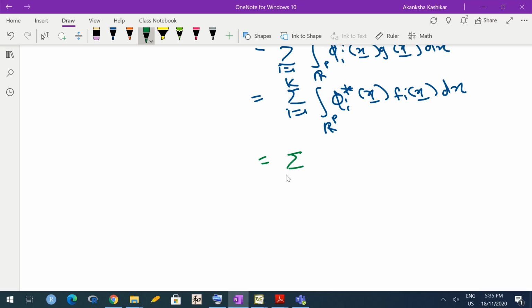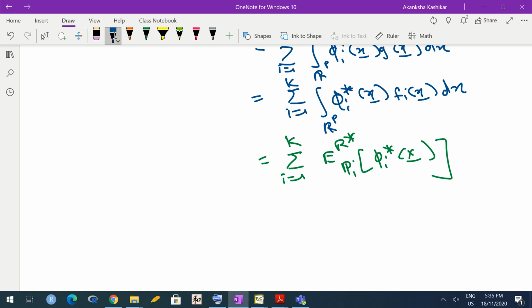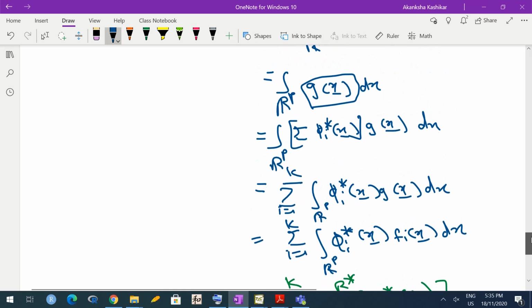Okay, now what does this mean? This is nothing but expectation again, because now fi is a PDF. Okay, Gx was not a PDF but fi is a PDF, so this is the expectation with respect to the ith population of phi I star x with respect to rule R star, because now the partition considered is as per rule R star. So this is again the sum of probabilities of correct classification, but now under the rule R star.